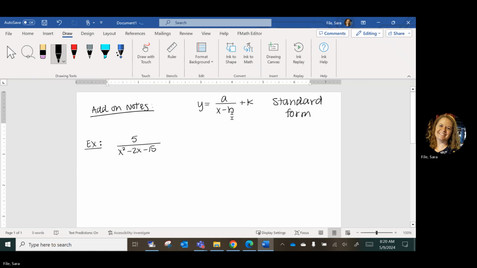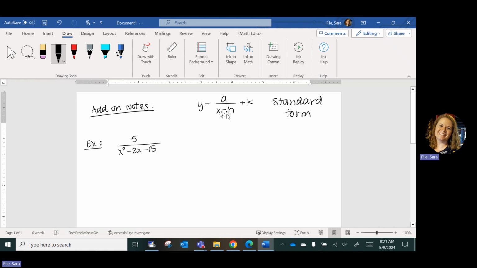Do y'all agree? The reason being, if I plugged in an h here for x, what is h minus h? What's anything minus itself? H minus h is 0. Thank you. So that's why h is where the vertical asymptote is: if you plugged it in, you would get a 0 in your denominator.